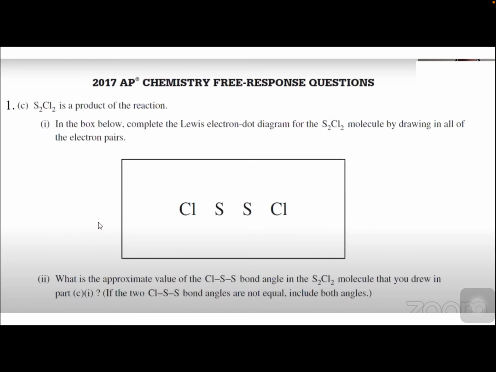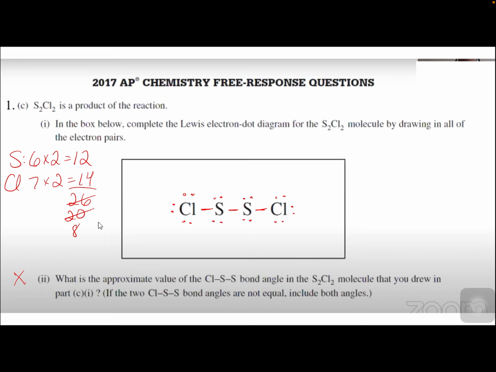All right, let me show you this. We're not doing the bond angles yet. Let me show you this one. Lewis dot diagram for S2Cl2 by drawing in all the electron pairs. So sulfur, there are 6 valence electrons times 2. Chlorine, there are 7 times 2. So that's 26. And then that leaves us with 8 left. Simplest way to do this. We'll talk about bond angles later in the chapter.